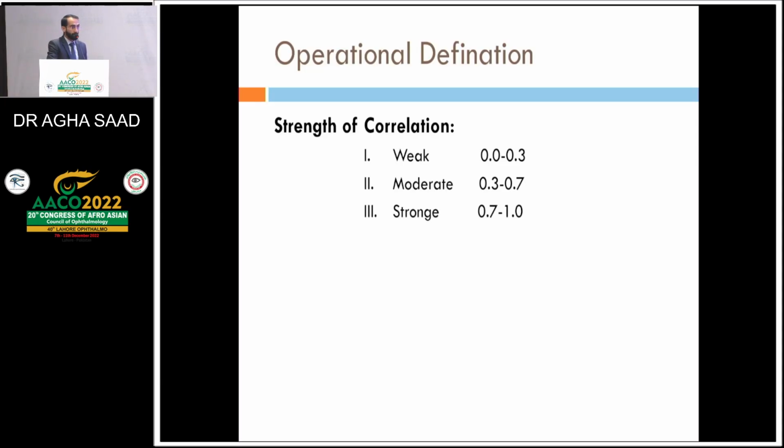We categorize the strength of correlation as weak, moderate, and strong. Values between 0 to 0.3 were termed weak, values between 0.3 to 0.7 were termed moderate, and 0.7 to 1 was termed strong correlation.